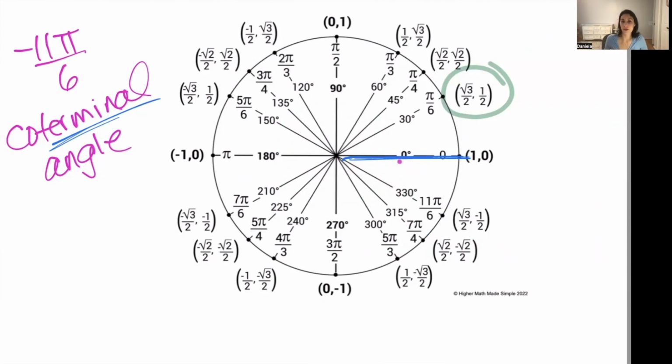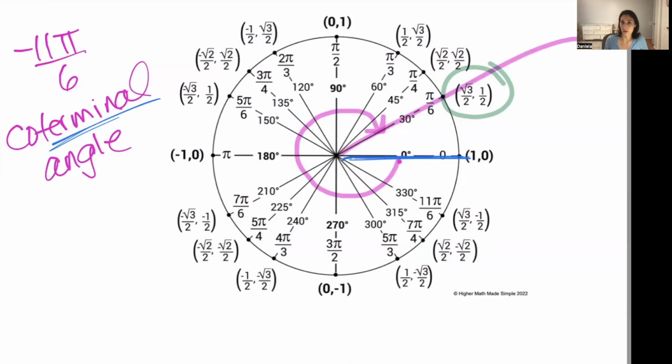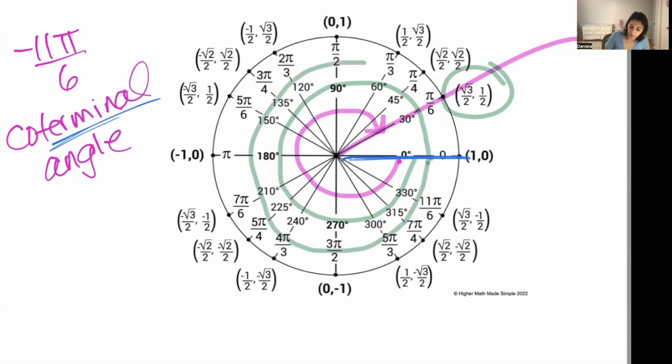Let me back up, actually. How many coterminal angles are there? There's actually infinite. So I can travel 11 pi over 6 radians, or 330 degrees, to get to that terminal side, right? We talked about that. Or maybe I could have first spun around a full revolution, 360 degrees, and then traveled that extra 330 degrees. And this is all the negative, right? I can spin around as many times as I want.